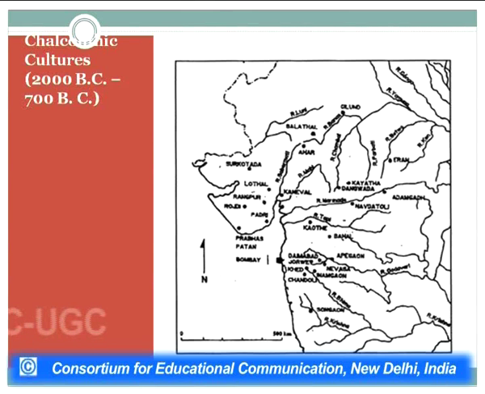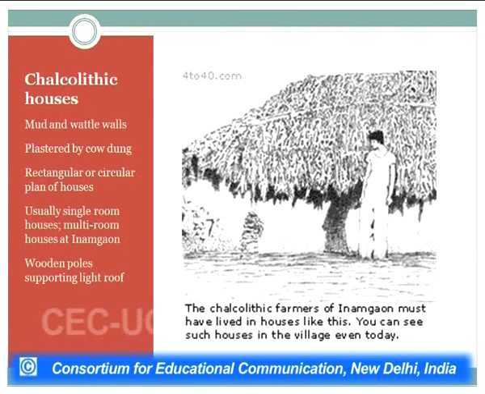Quite a few of these Chalcolithic cultures, those which lay around the Harappan area or in proximity to that, the late Harappan settlements, extensively kept using the burnt bricks for building purposes. But most of the Chalcolithic sites that we have listed here on the map, and as you can see on the next slide, this is the typical house of a Chalcolithic culture at Inamgaon.